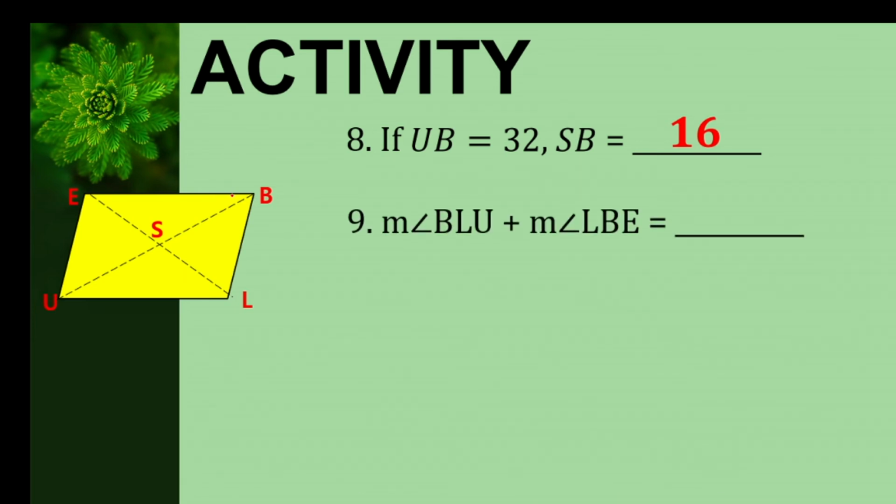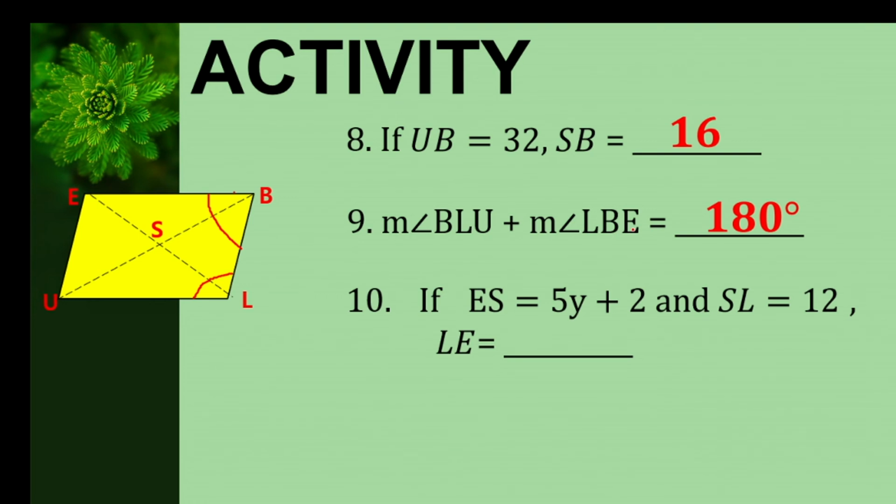9. Measure of angle BLU plus measure of angle LBE is equal to blank. Angle BLU is here, while angle LBE is this one. Since the two angles are consecutive angles, if we are going to take the sum of measure of angle BLU and the measure of angle LBE, therefore we have 180 degrees since they are supplementary.